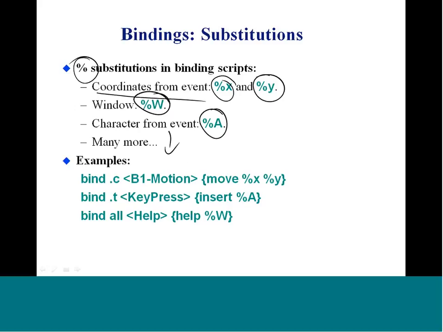Here is one of the examples. Again this is the particular window, and here it's B1-Motion, a button press with motion, and we move to that x y. So this is one of the events that you can specify. Then for another window there is a KeyPress, and we insert the character that is defined by reading the key press itself. So if you press F, this is substituted with F. If you press R, this is substituted with R, things like that.